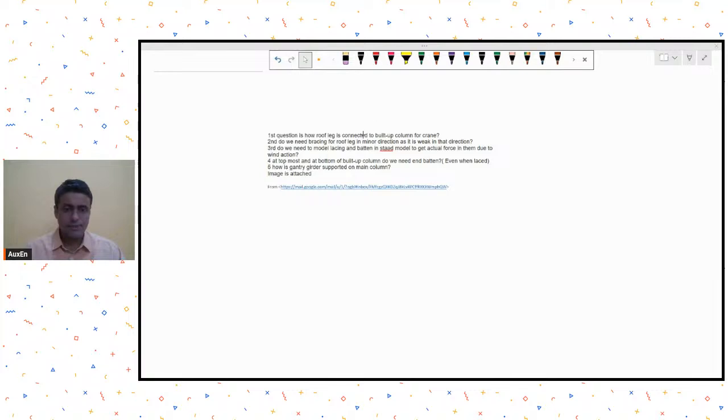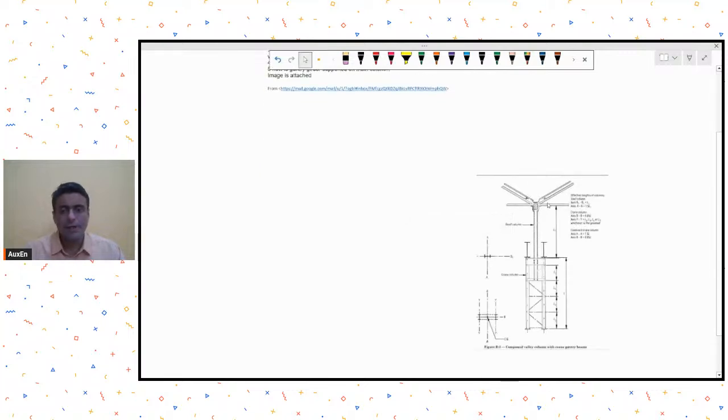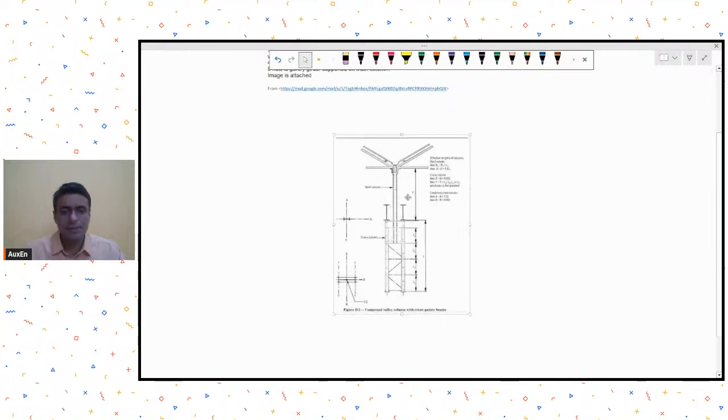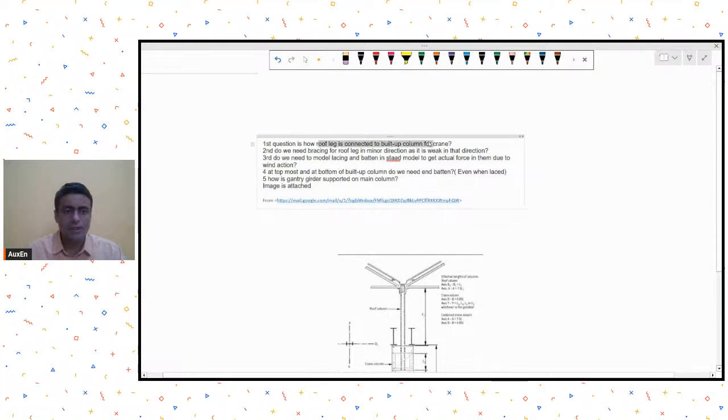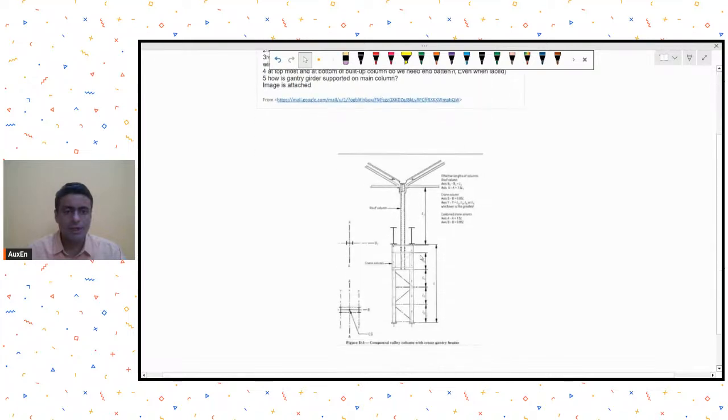So let me just take a screenshot. Yeah, I guess everyone is able to see this image. So his first question is, how roof leg is connected to built up column for crane.